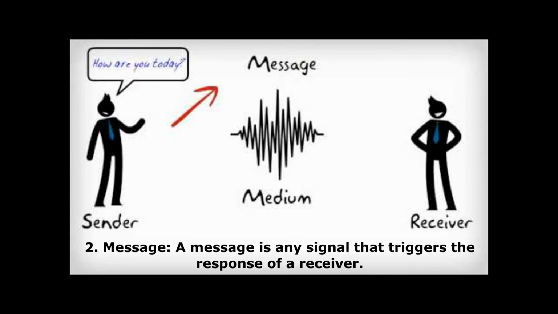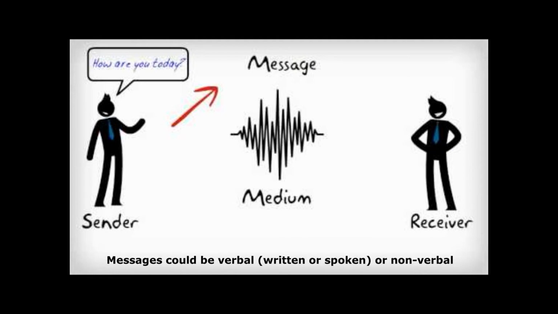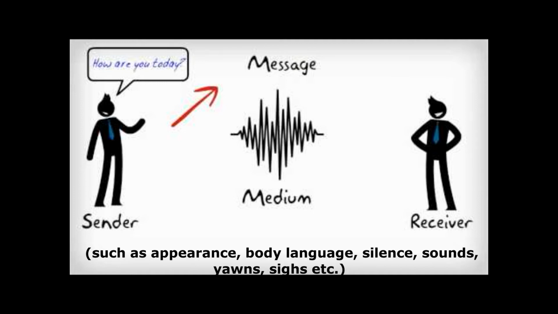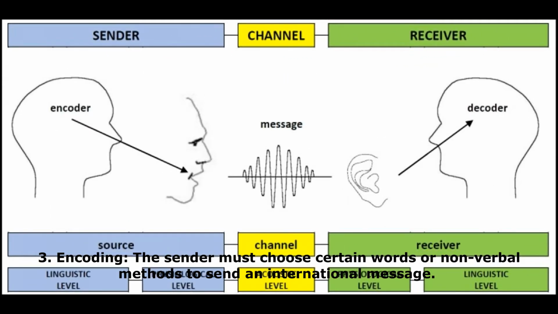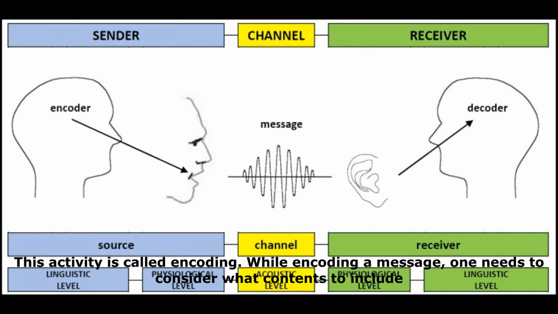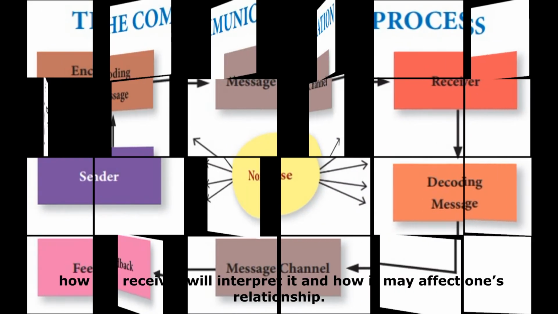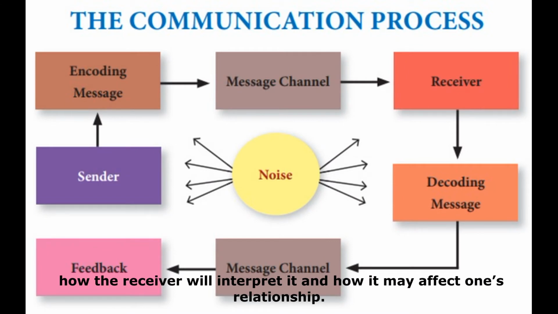A message is a signal that triggers the response of a receiver. Messages could be verbal, written or spoken, or non-verbal such as appearance, body language, silence, sounds, a yawn, a sigh. In encoding, the sender must choose certain words or non-verbal methods to send an intended message. This activity is called encoding. While encoding a message, one needs to consider what contents to include, how the receiver will interpret it, and how it may affect one's relationship.